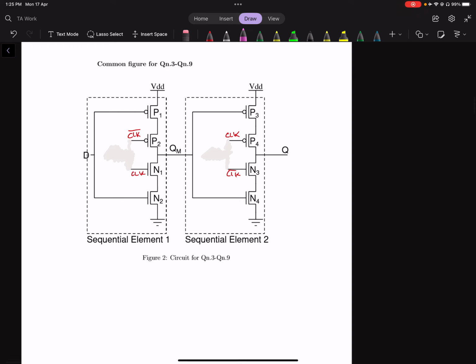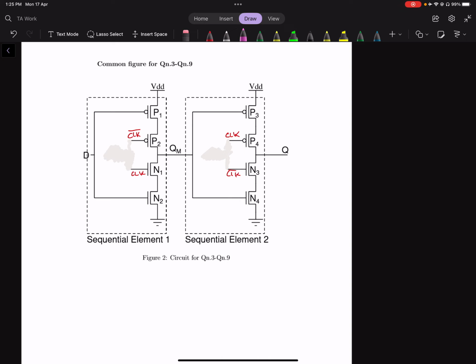So for questions 3 to 9, one can see that we have configured two gated inverters, an inverter that has been gated with a clock bar, as a sequential circuit. Sequential element 1 has clock bar and clock. Sequential element 2 has clock and clock bar.